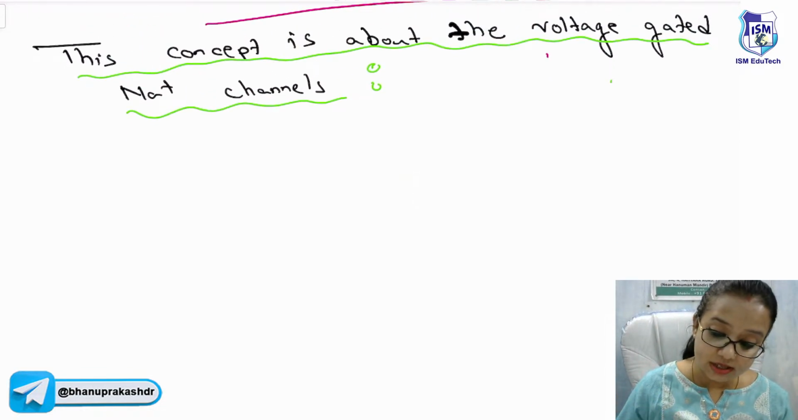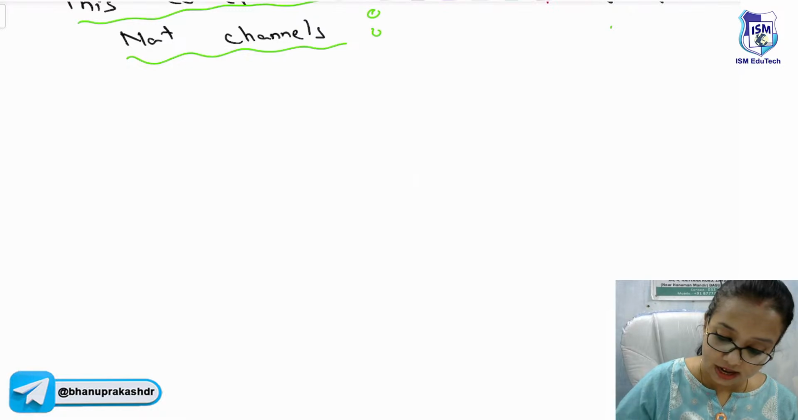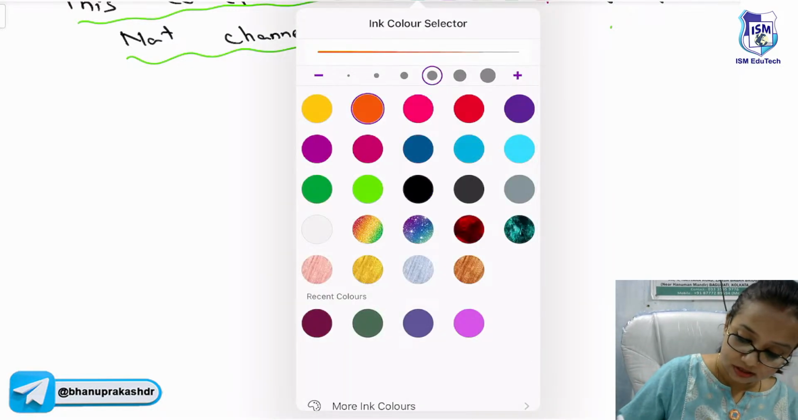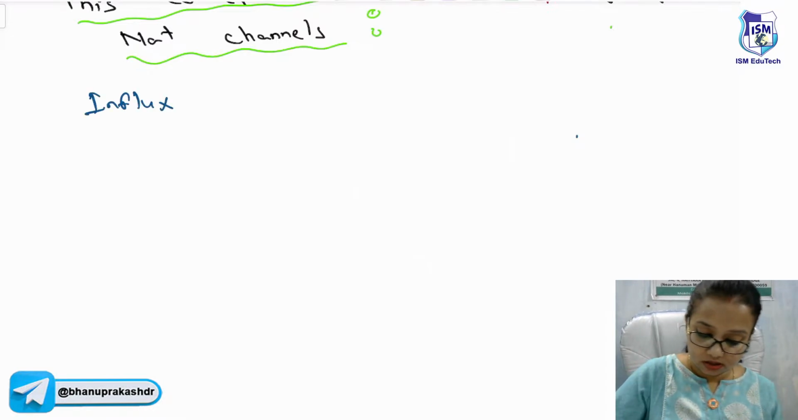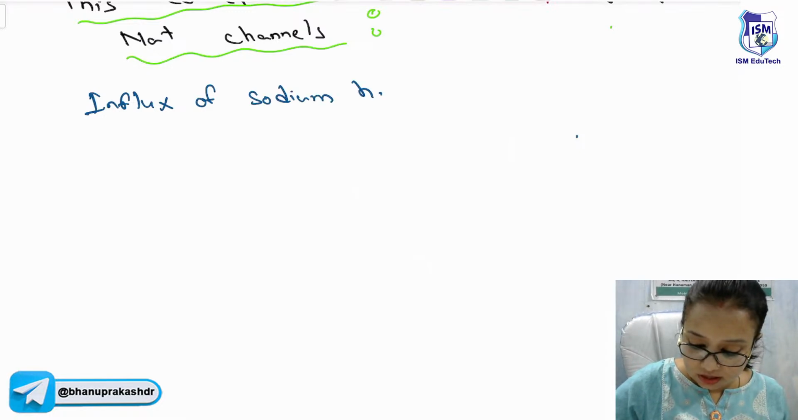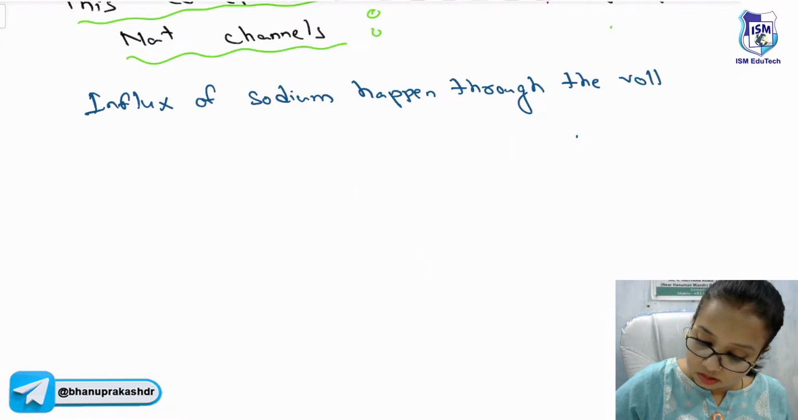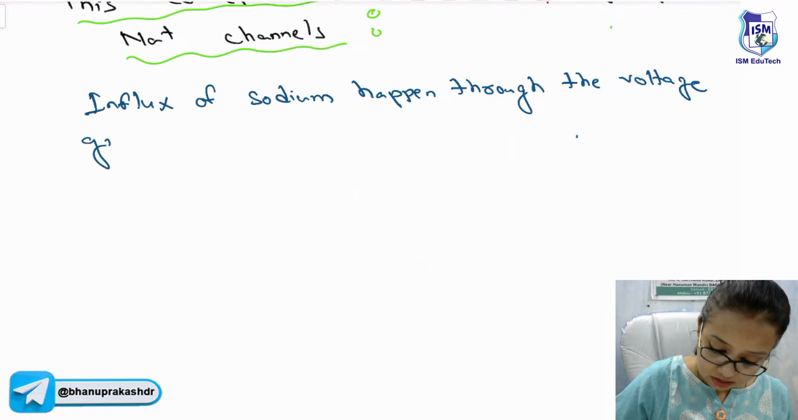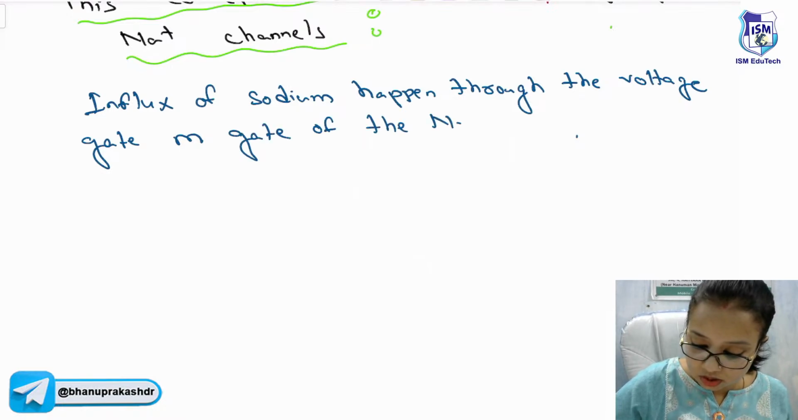Now, what does this voltage gated sodium channel gate theory propose? The gate theory says that influx of sodium happens through the voltage gated M gate of the sodium channel.